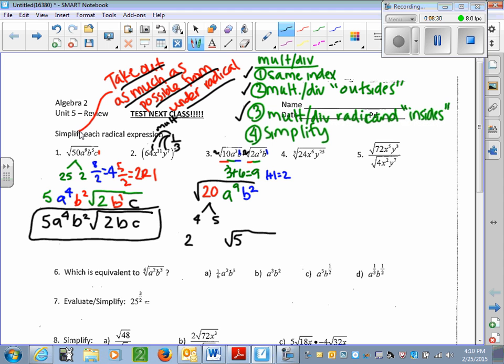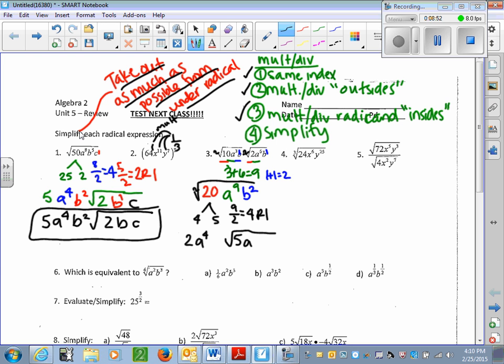Okay, so I go to a to the 9th. Remember, to see how many a's I can take out, I take the exponent of 9, divide it by my index of 2. Remember, my index is right here. If I don't see it, it's a 2. And 2 goes into 9 4 times with a remainder of 1. So 4 a's will come out front, and 1 a stays under the radical.